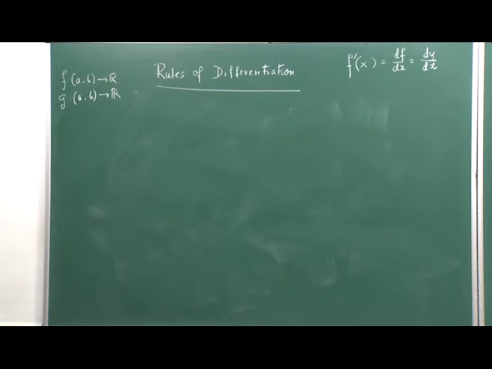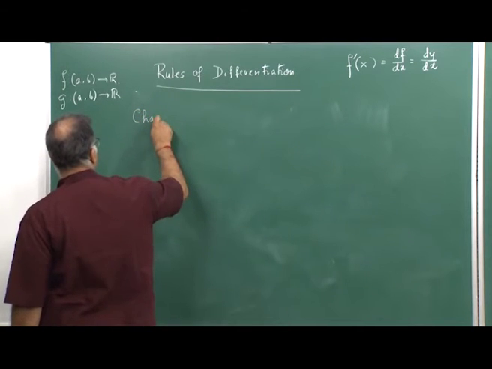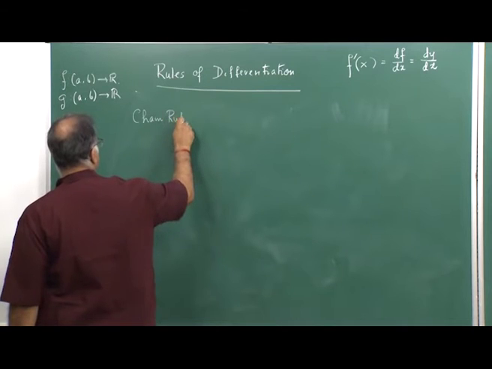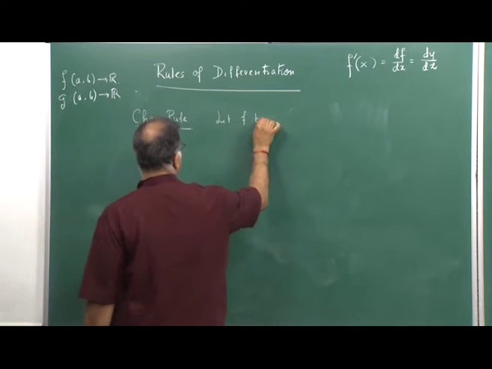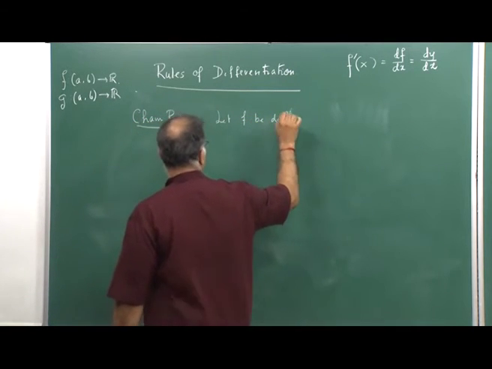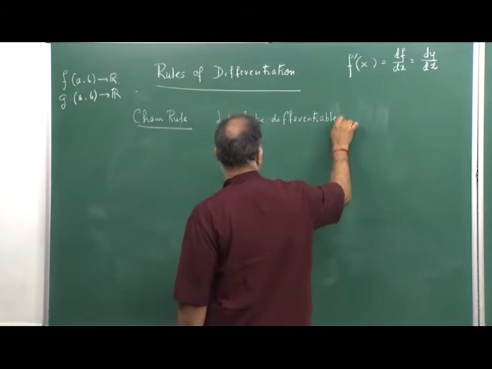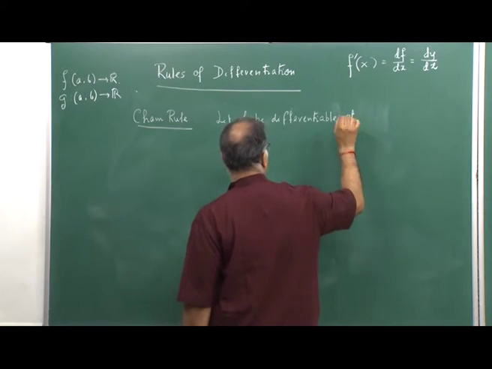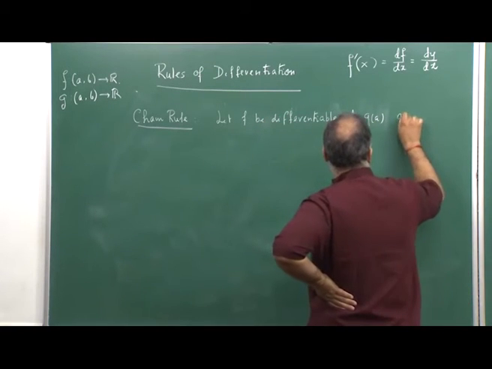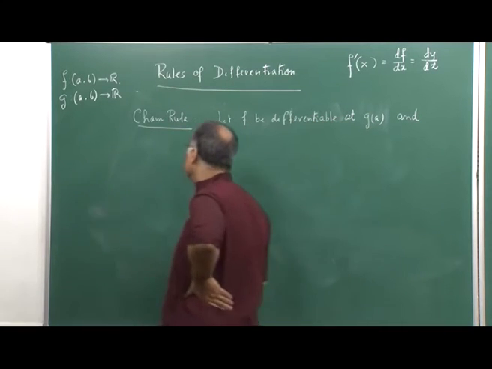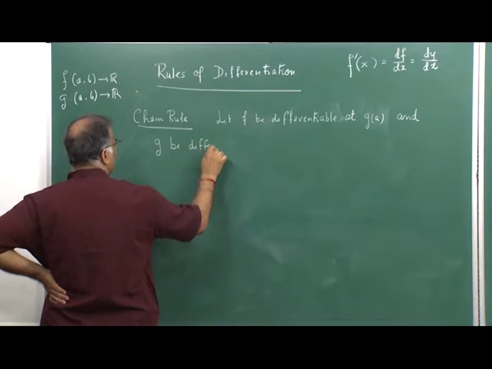So, here is the chain rule, and I write down the theorem. Let f be differentiable at g(a) and g be differentiable at a.